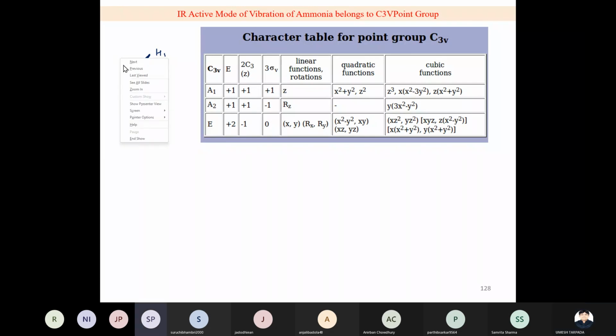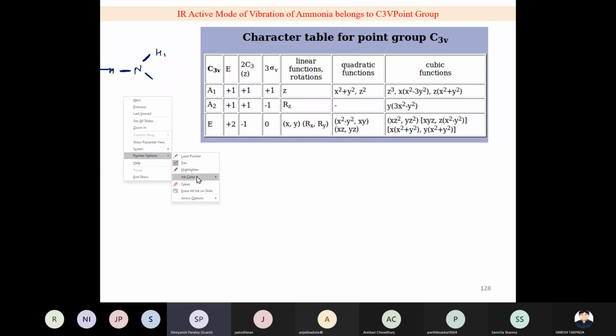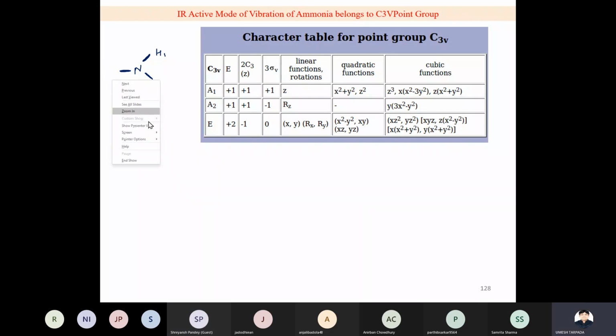Someone asks: sir, does the character table come from equations, quantum equations, or some technology? The character table comes from a certain way: you apply a particular operation, and depending on how the symmetry is changed, plus and minus signs and Mulliken terms are used. That we will see later. After this we have a separate topic on how to decide the Mulliken term. Then you can find that. So the character table is nothing but a mathematical, calculative way.